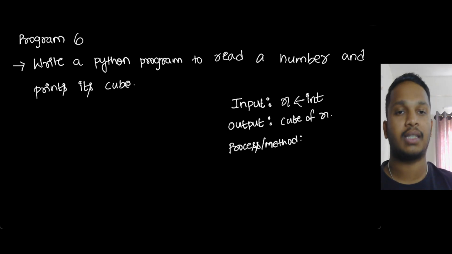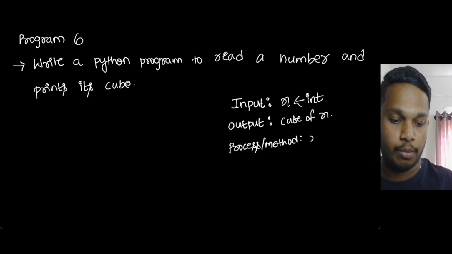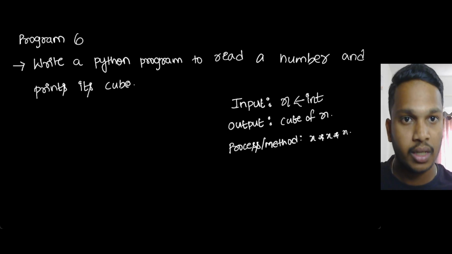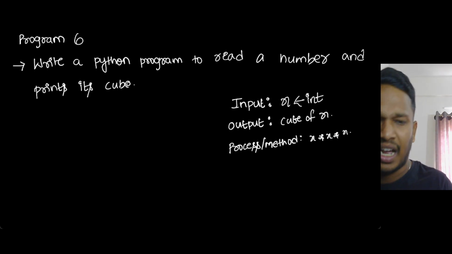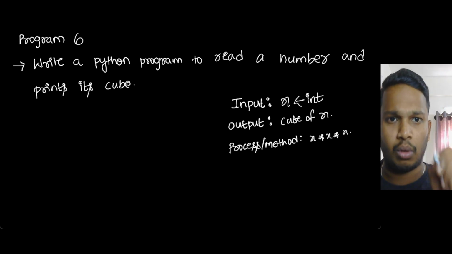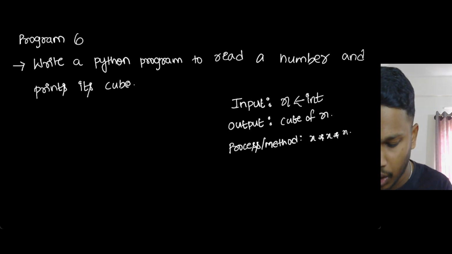What is the process? I should multiply x by itself 3 times. Am I correct? Now, how will we do this? I think it's a very small problem only. No need to write pseudo code also. We'll directly write Python code. First, we need to take input. So x is equal to, they told it is an integer, so int of input of.